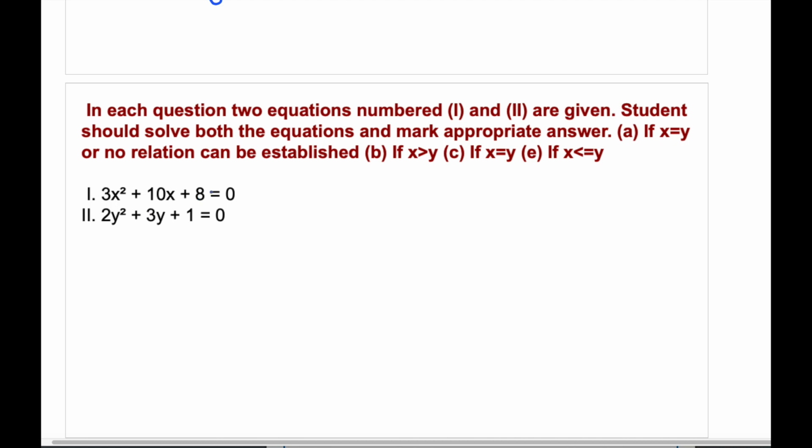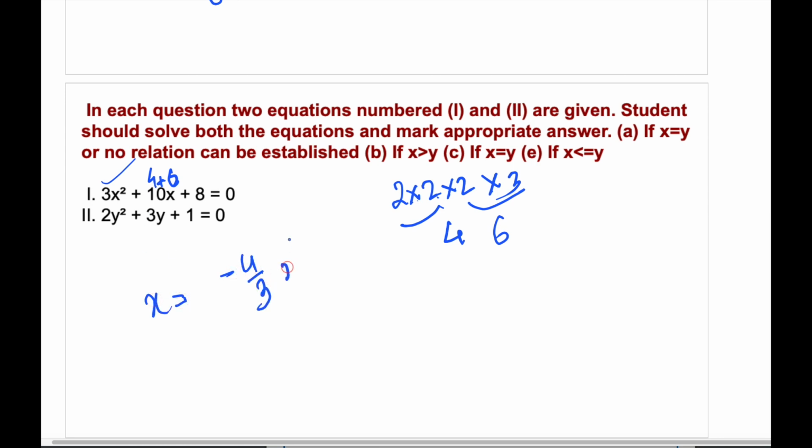3x square plus 10x plus 8. So, 8 is 2 into 2, 4 into 2, 8 into 3. To get 10, what will you do? 4 plus 6. Please reverse the sign. So, x is equal to minus 4 by 3 and minus 6 by 3, which is minus 2.